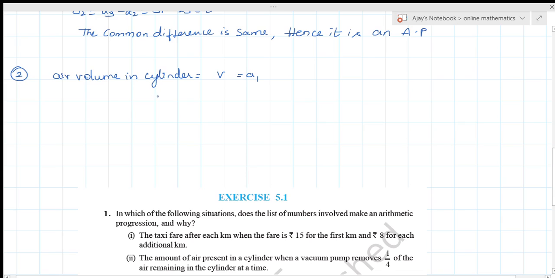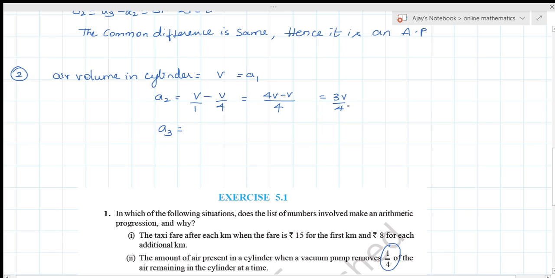In the next term, A2, every time it is reduced by 1/4. That means 1/4 is removed. Previously there was V, and I am removing V/4. So I get V minus V/4. Just taking the LCM and cross multiplying, I get 3V/4. This is your A2. And be careful when A3 is obtained.